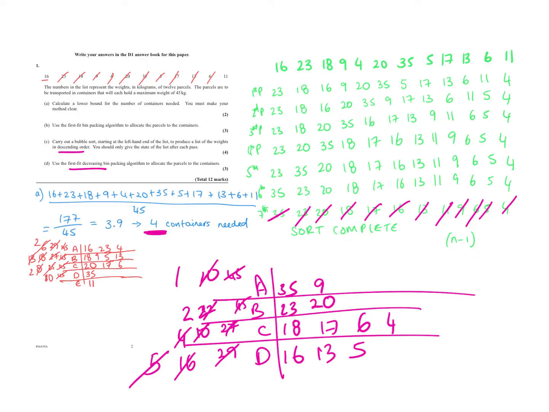Everyone happy? Fantastic. Now, you know in most papers, there will be a quick sort or a bubble sort. With bubble sort, please write the passes down the side. With quick sort, please write the pivots. Okay? And remember about the n-1.